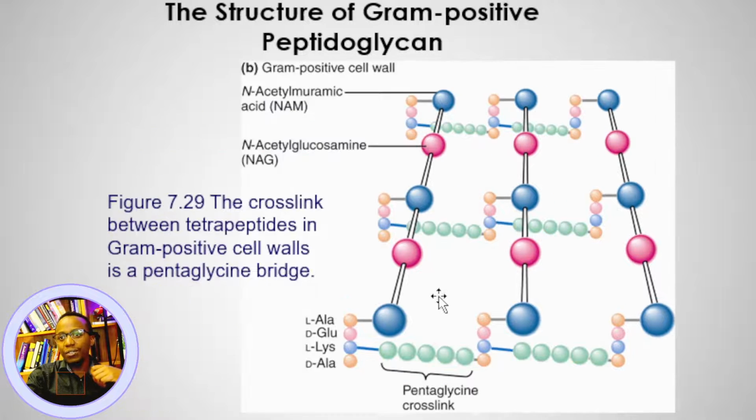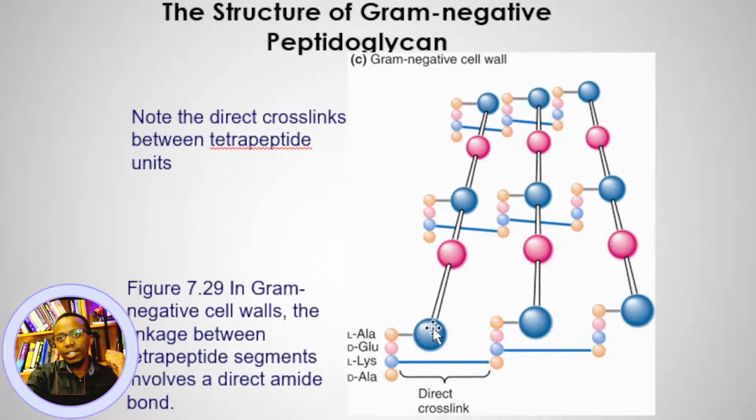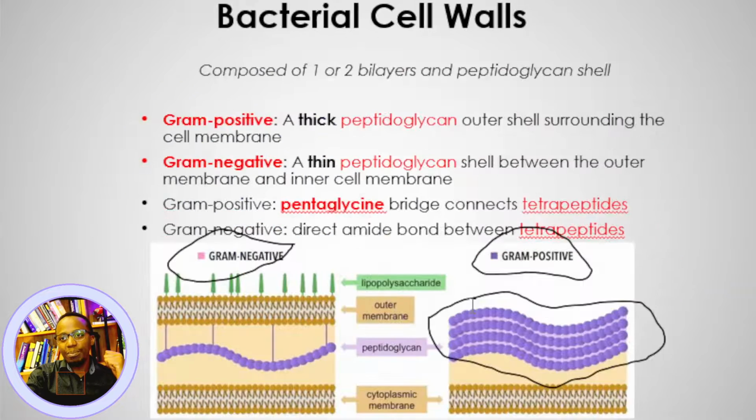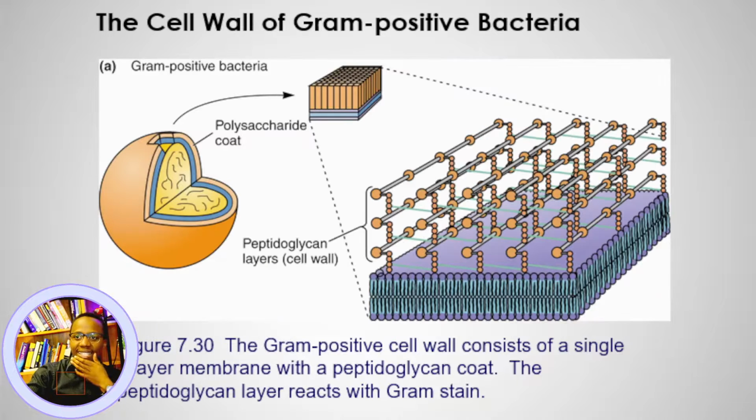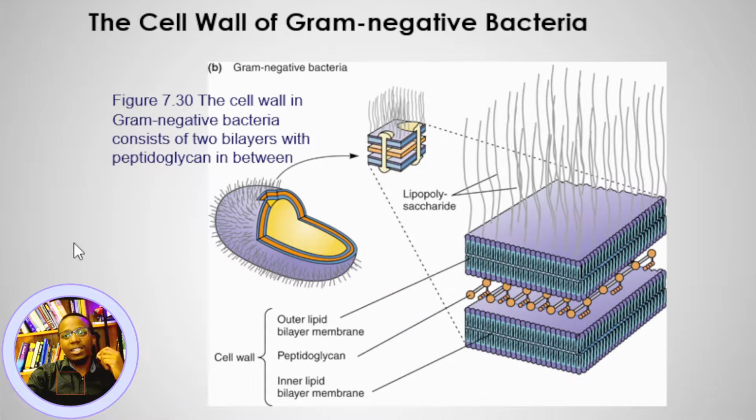In the gram-negative, we don't have the pentaglycine crosslink. And that's what makes them be just one layer in gram-negative and a bunch of layers in gram-positive, because here we don't have the pentaglycine crosslink, right? And I think that's enough on bacteria, but this is another example of how they look. But that's what differentiates positive and negative bacteria, right?